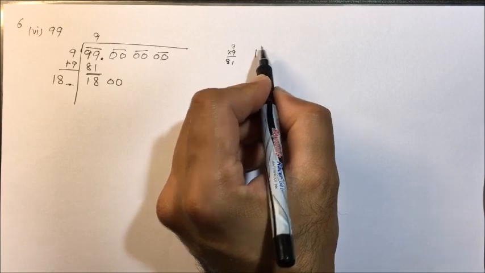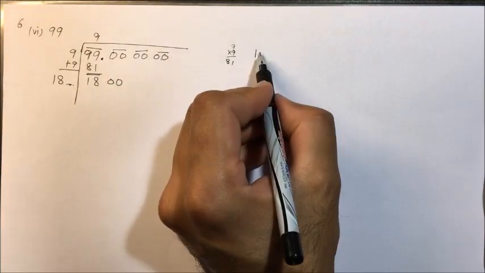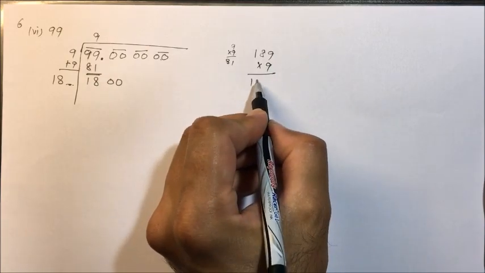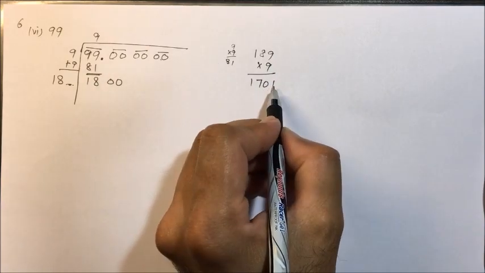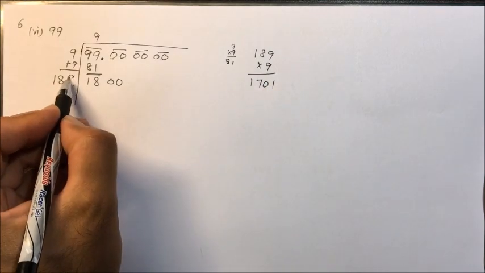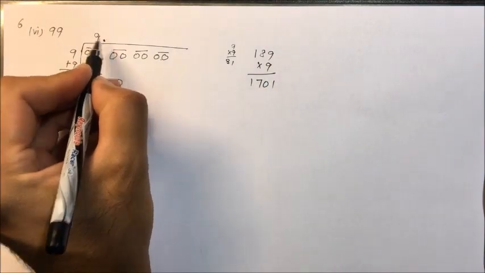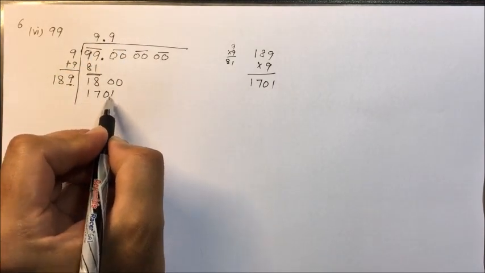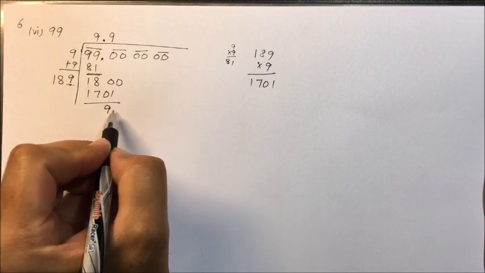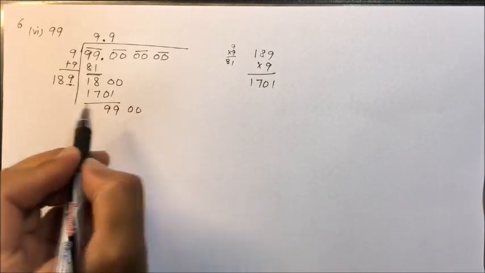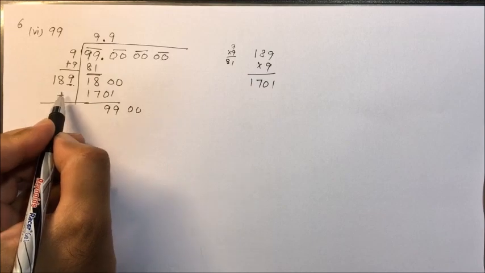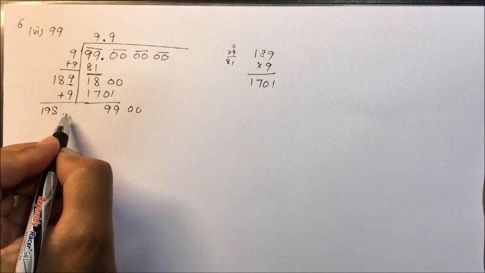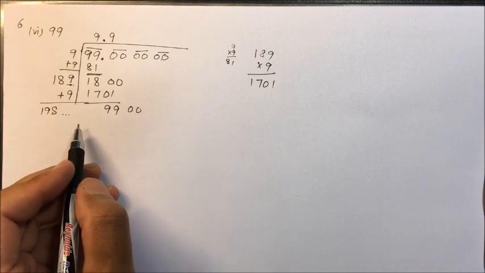So I'll be going with 18. Check with 189 into 9, it will be 1701. So I'll go with 9 here, point, decimal place we put, and 9, it will be 1701. The remainder is coming out to be 9900. Now plus 9, it comes out to be 198, and here we have to find the digit.